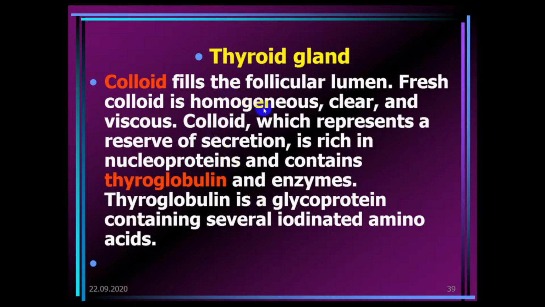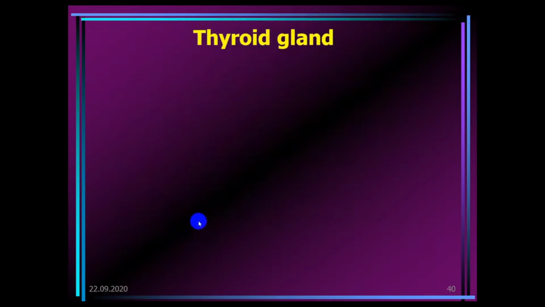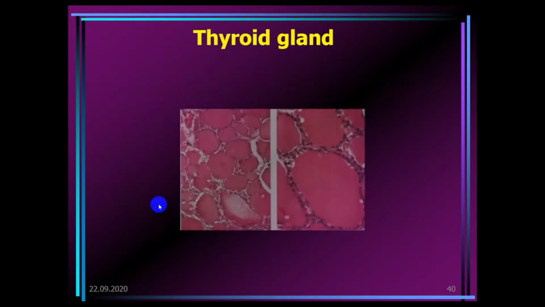Colloid fills the follicular lumen. In fresh condition, it is homogeneous, clear, and viscous. The main component of the colloid is thyroglobulin. Thyroglobulin is a secretory product of thyrocytes. Also there may be enzymes in this colloid. Thyroglobulin is a glycoprotein containing several iodinated amino acids. The main amino acid which undergoes iodination is tyrosine.